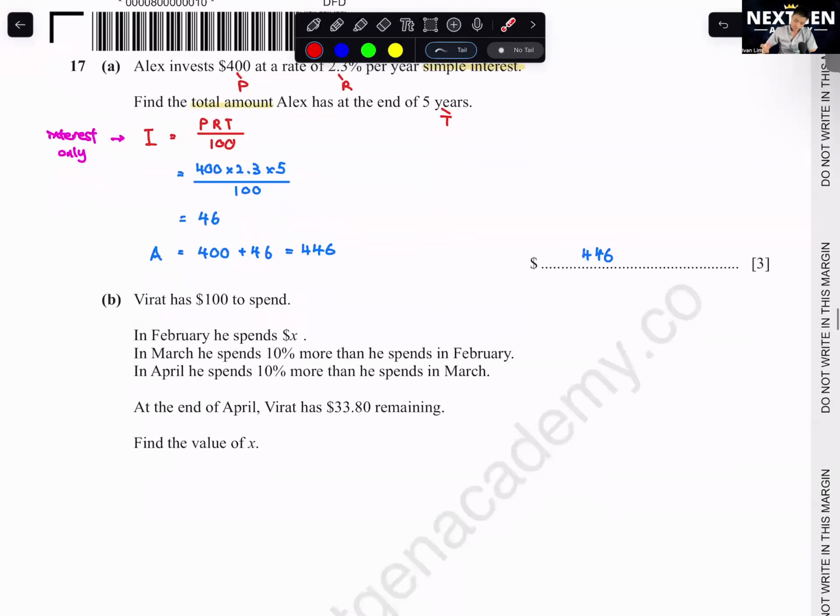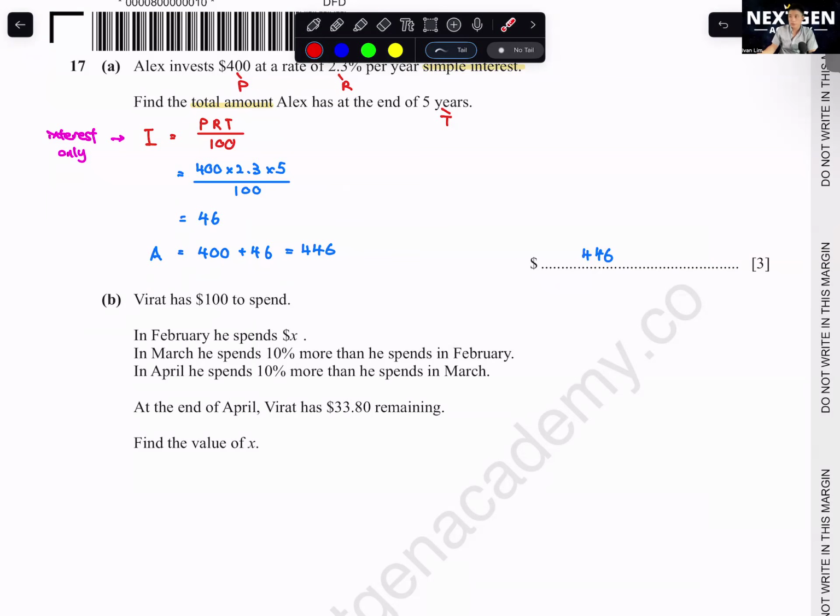Okay, question B. I think this one was the one that y'all were asking for, right? Okay, 17B. Okay, Virat has $100 to spend. In February, he spends X dollars. In March, he spends 10% more than he spends in February. In April, he spends 10% more than he spends in March. At the end of April, Virat has $33.80 remaining. Find the value of X.